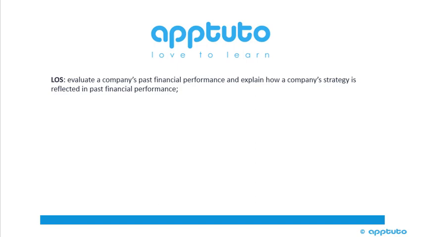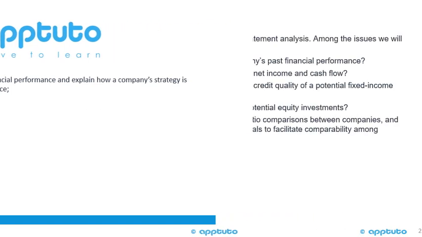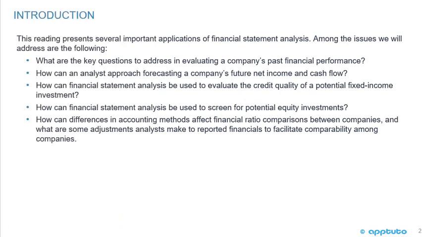This LOS is to evaluate a company's past financial performance and explain how a company's strategy is reflected in past financial performance. A little introduction with regards to this reading that we're looking at the LOS for. This reading presents several important applications of financial statement analysis. Among the issues that we'll address are the following.